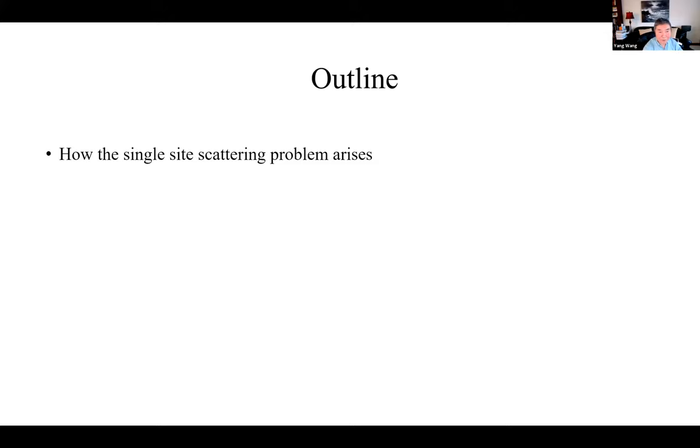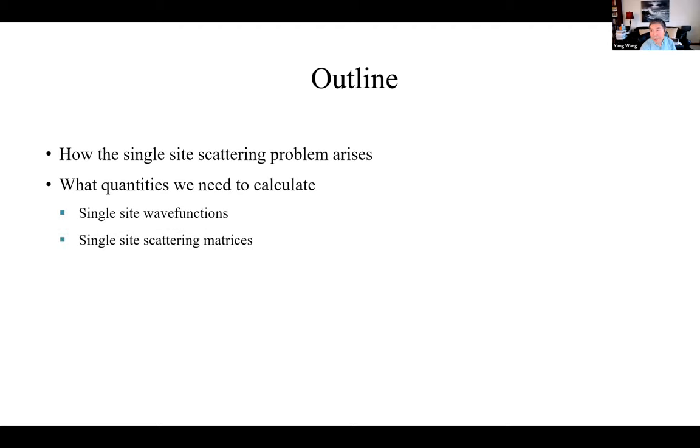So we'll talk about how the single-site scattering problem arises in the KKR method. Then what quantity we really need to calculate: single-site wave functions, and why they are relevant. I'm going to show something about this. And single-site scattering matrices, what those matrices are that we need to calculate. And the single-site Green's function, I'm going to talk about it, but maybe some other time. I don't want to put too much mathematics, and there will be too many things. So we may think about something else.